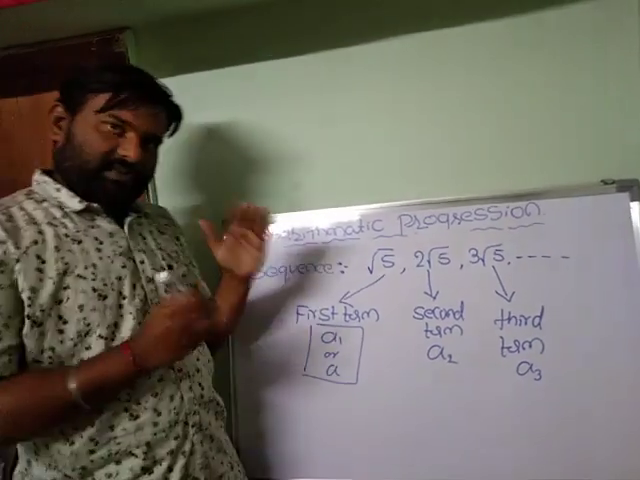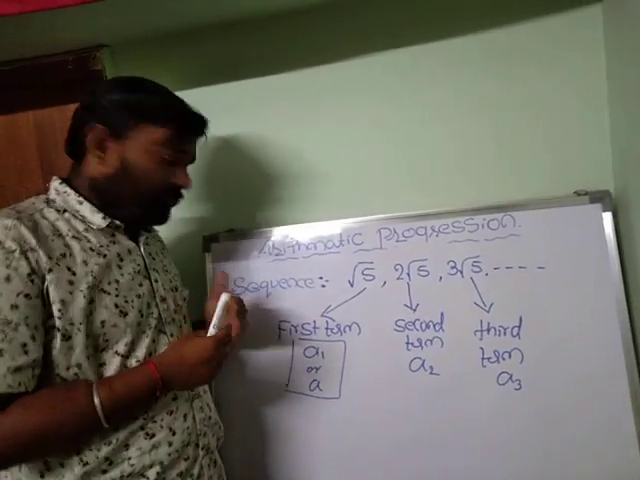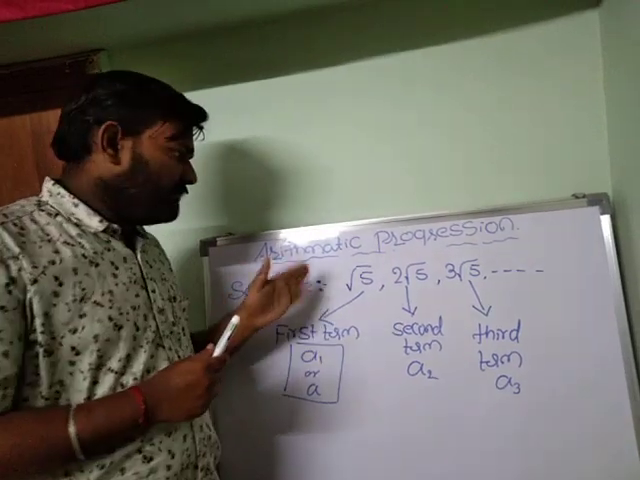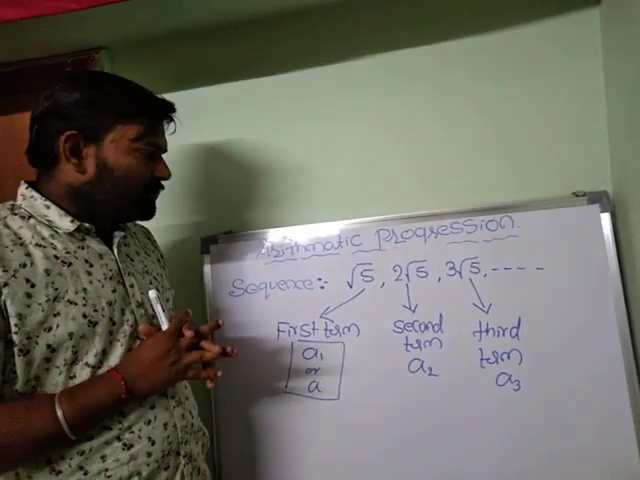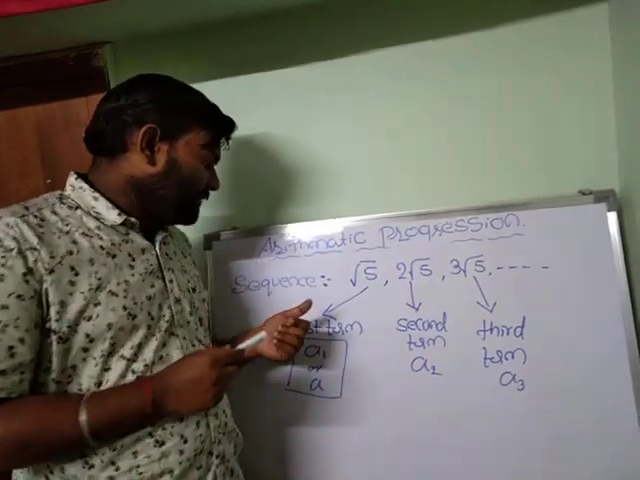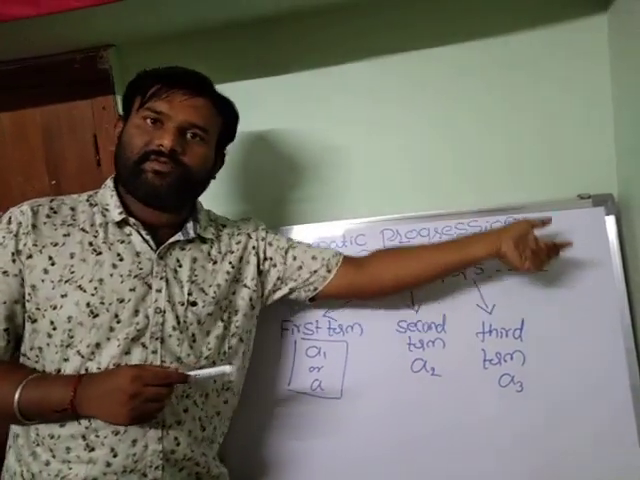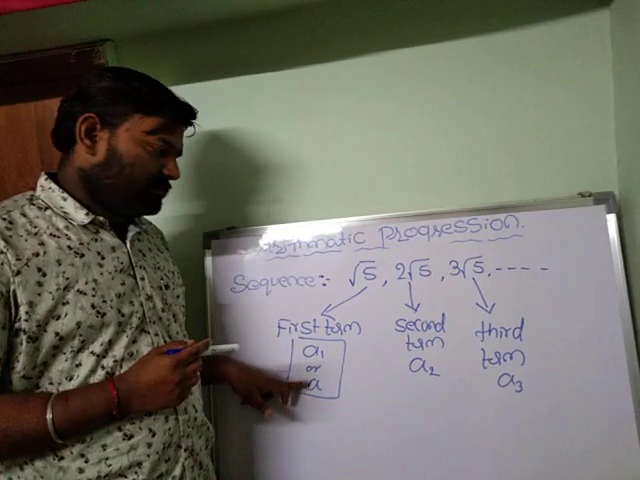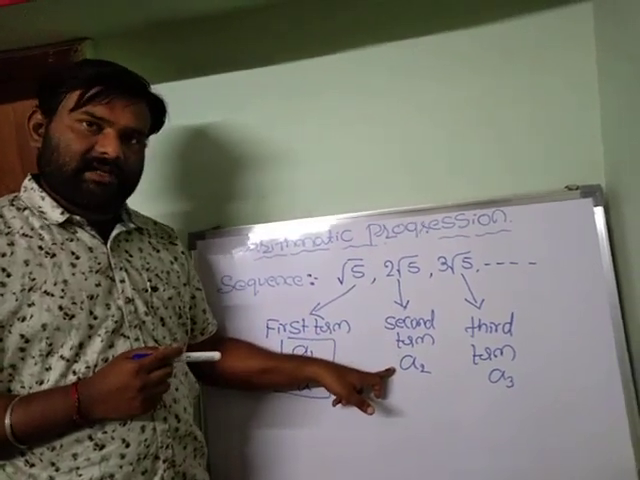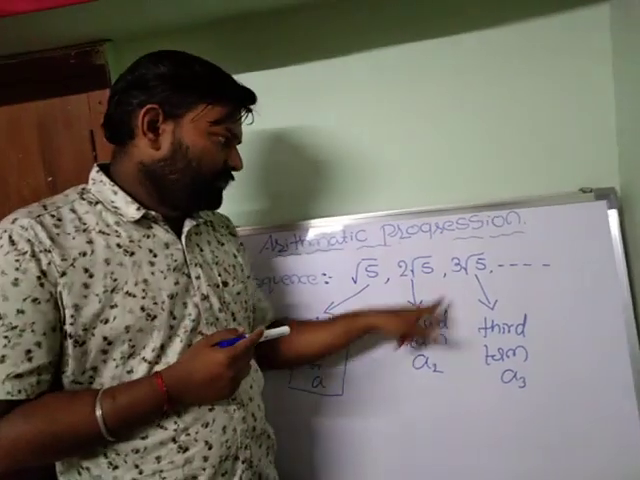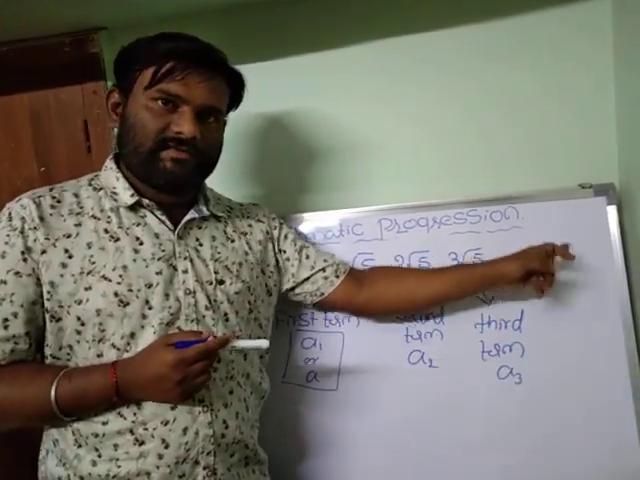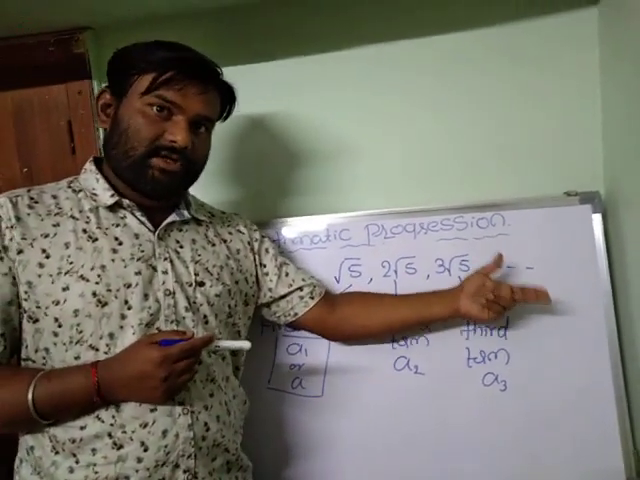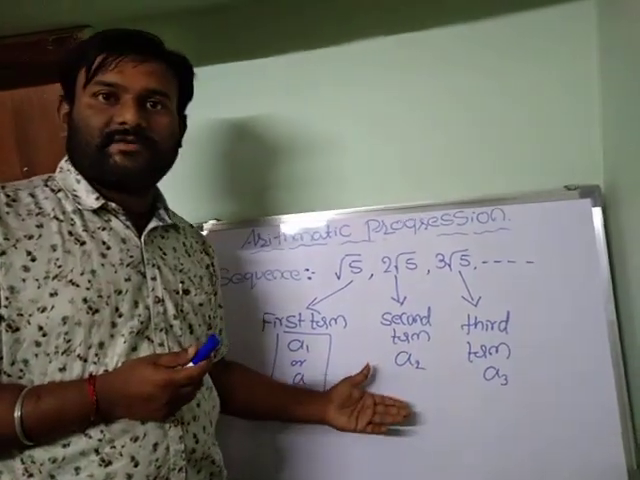Let me revise what we have done today. We have taken two or three examples of sequences that follow a certain law or rule. These are assigned as first term, second term, third term, fourth term, fifth term, and so on. The first term is always denoted by either A1 or A. The second term is A2, the third term A3, the fourth term A4, the fifth term A5, and so on. And the last term is called the nth term, denoted by AN. In this example I have shown you that.